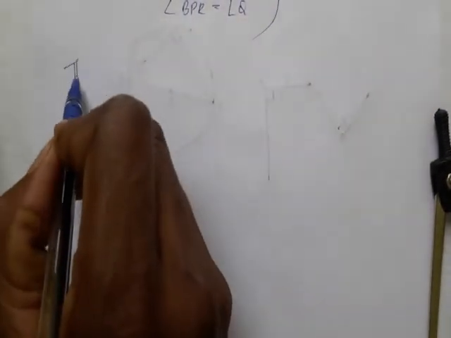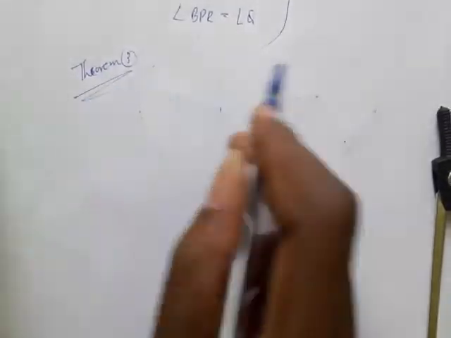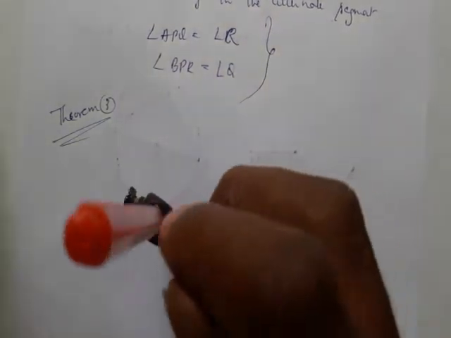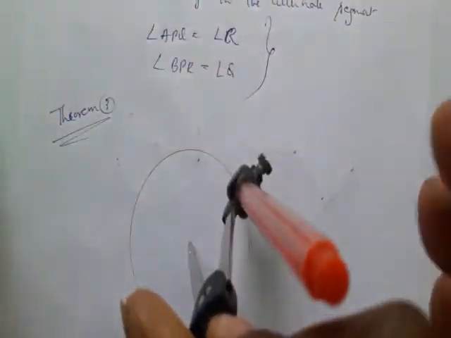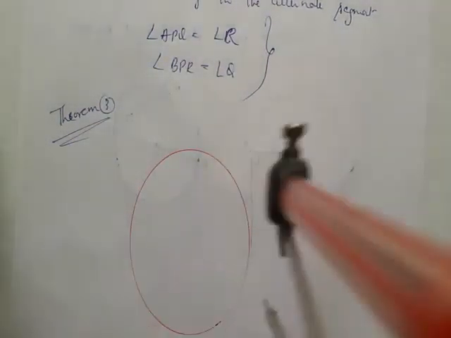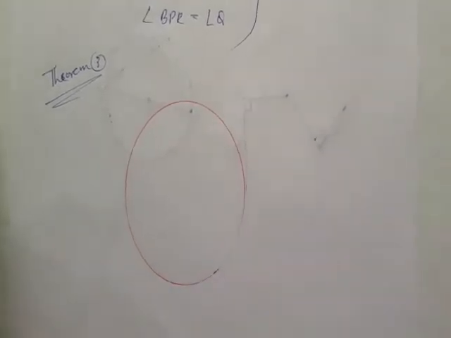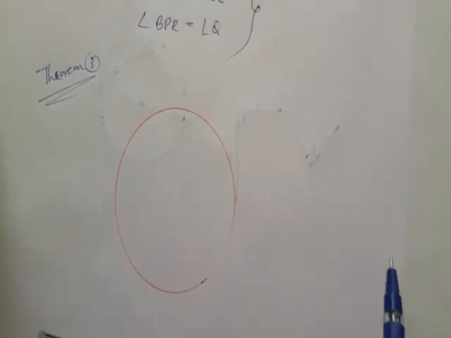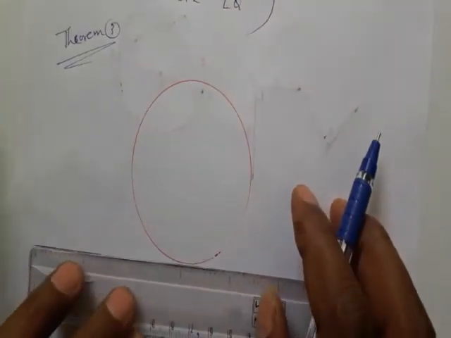Now theorem 3. Let us learn theorem 3 now. This is the last theorem from this chapter. Still more theorems are there, but for your syllabus those theorems are removed. This is the end of the theorems from tangents. Three more theorems were there, but for your batch they are removed. So we'll finish with this third theorem as tangents theorems completion.